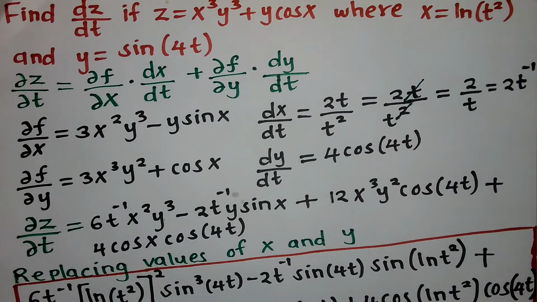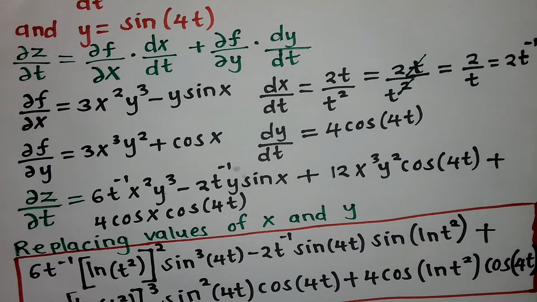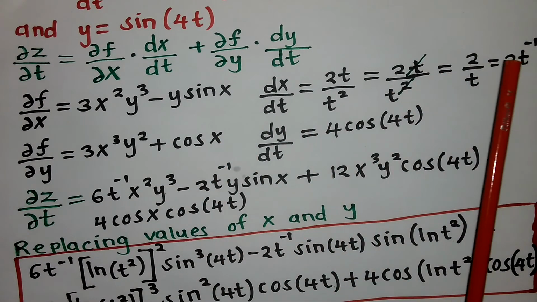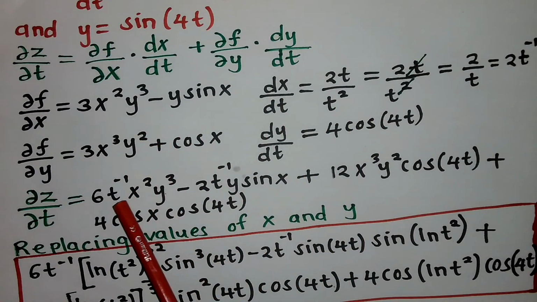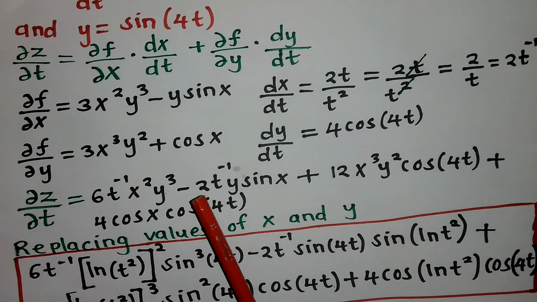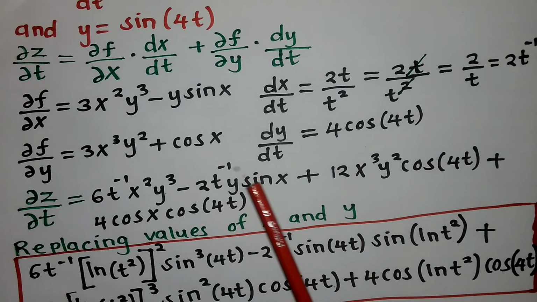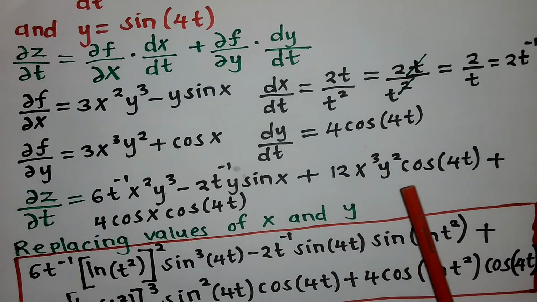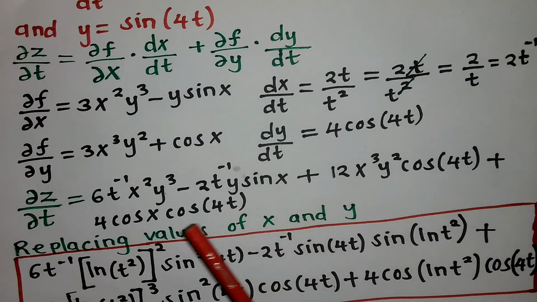After that, I'm going to replace my values so that my dz over dt is going to be given by this times this, which is 2 by 3 will be 6, then t inverse x squared y cubed, minus 2t inverse y sine x, then this times this is going to be 12x cubed y squared cosine 4t, plus this by this is going to give us 4 cosine x cosine 4t.